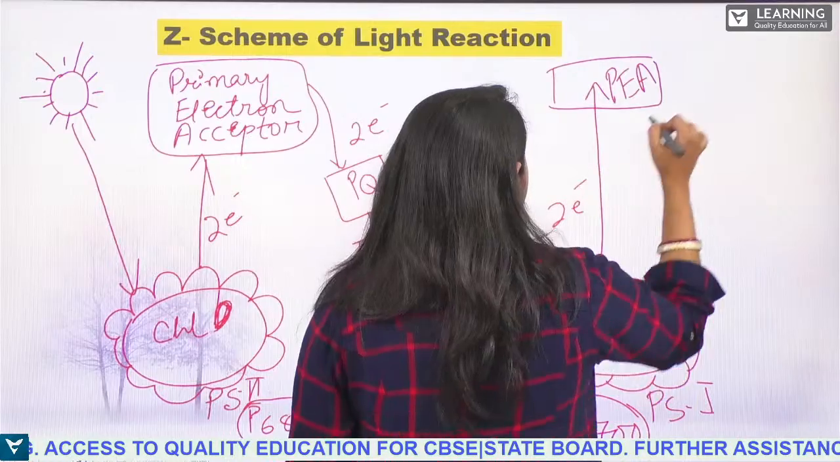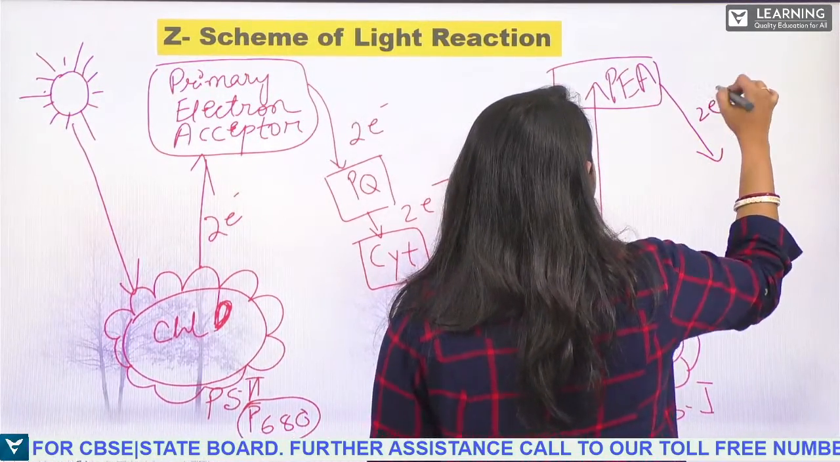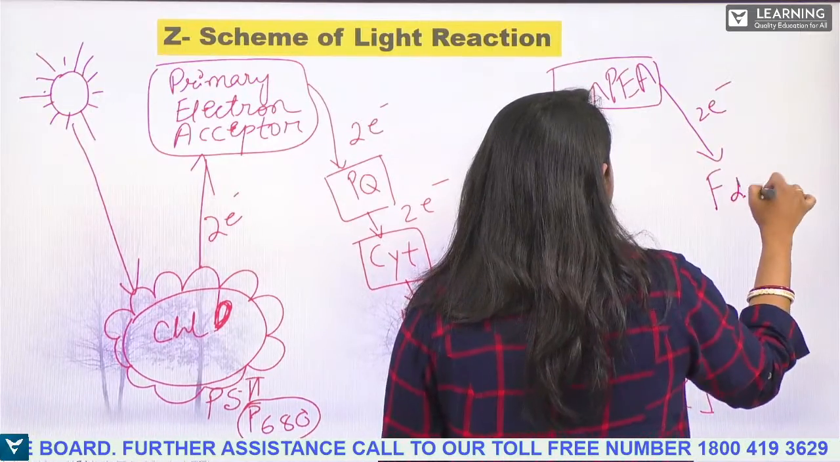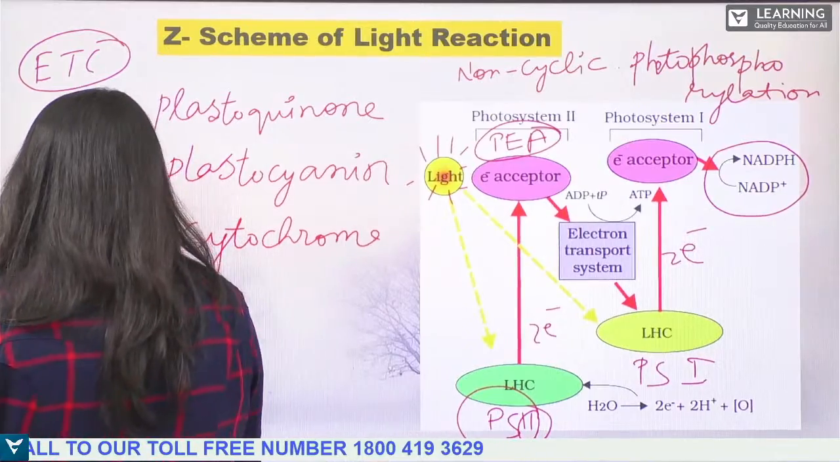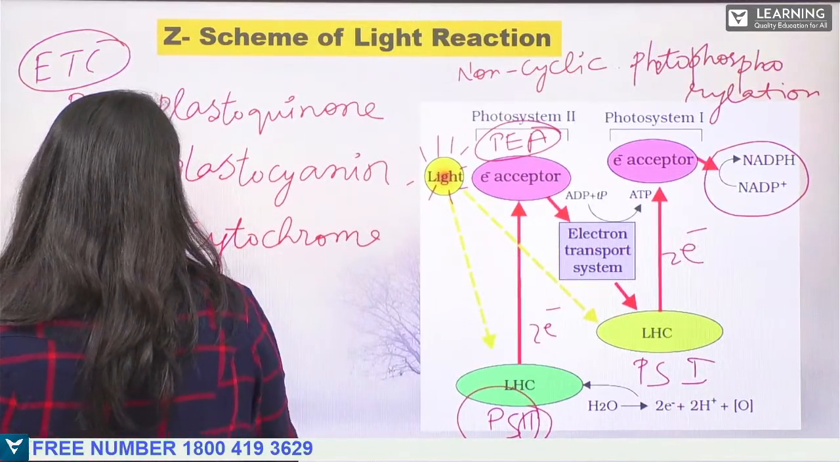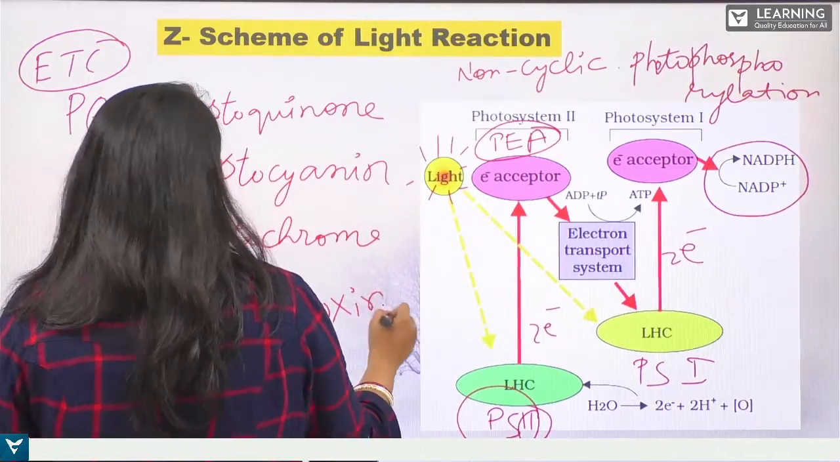So this electron now will be sent to where? To the ferredoxin. One more thing I should write here. FD means ferredoxin.